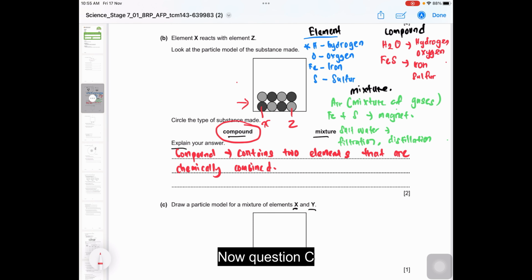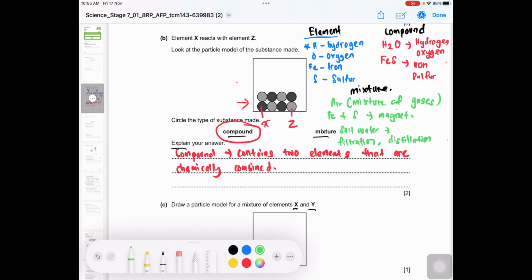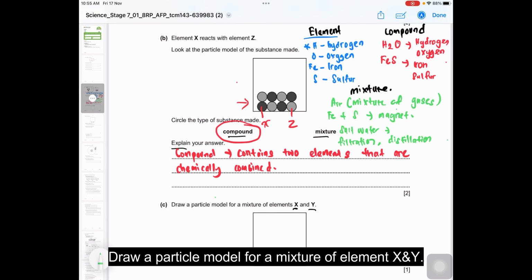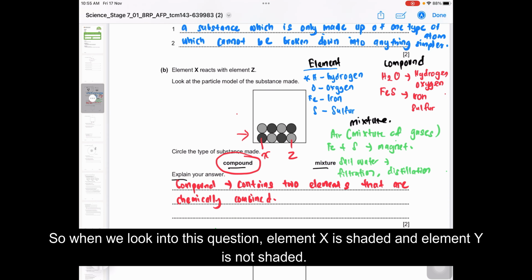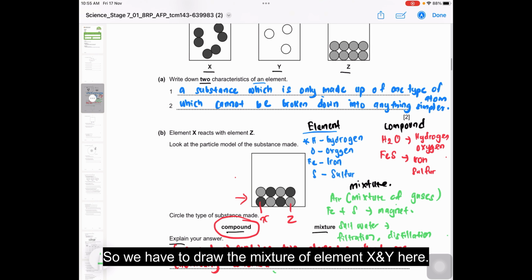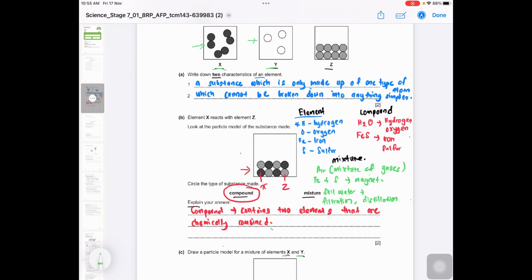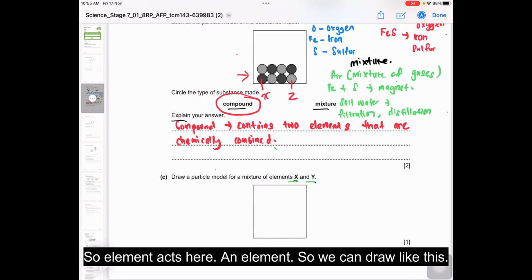Now question C. Draw a particle model for a mixture of element X and Y. When we look into this question, element X is shaded and element Y is not shaded. So we have to draw the mixture of element X and Y. So element X here and element Y. We can draw like this.